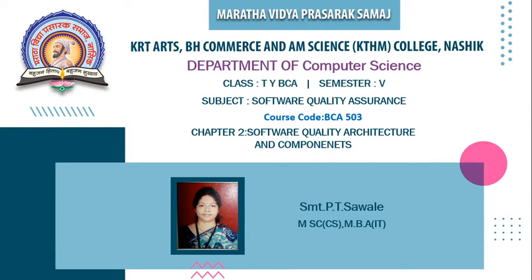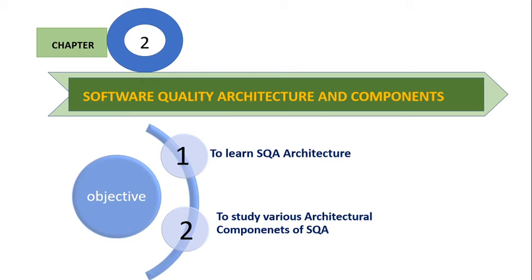Hello students, today we discuss chapter 2, software quality architecture and its components. The objective of the second chapter is to learn the concepts of quality factors, learn the HQA architecture, and study various architectural components of HQA.